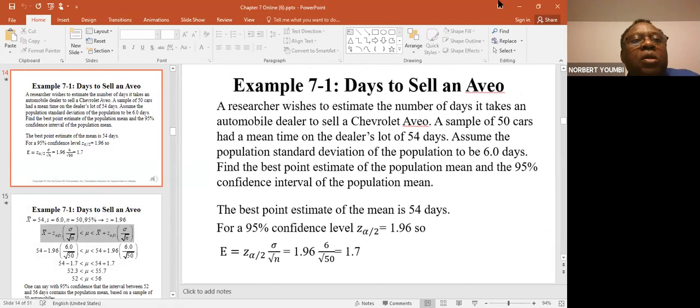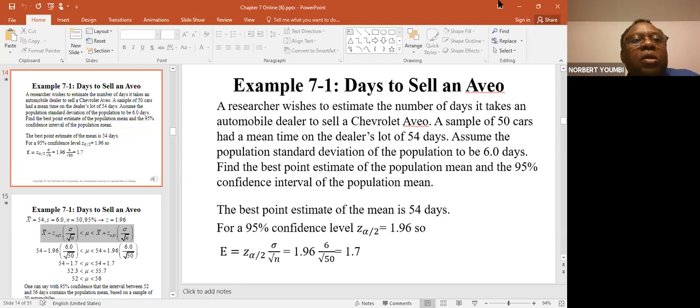Example. A researcher wishes to estimate the number of days it takes an automobile dealer to sell a Chevrolet Aveo. A sample of 50 cars had a mean time on the dealer's lot of 54 days. Assume the population standard deviation is 6 days. Find the best point estimate of the population mean and the 95% confidence interval of the population mean.